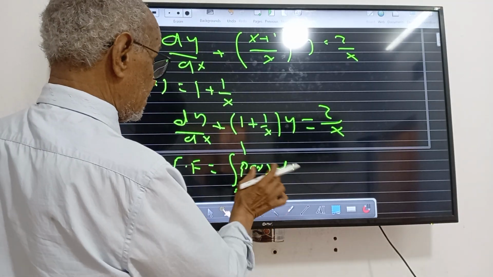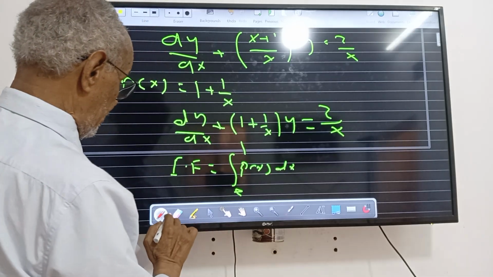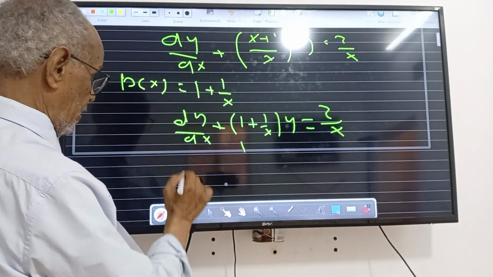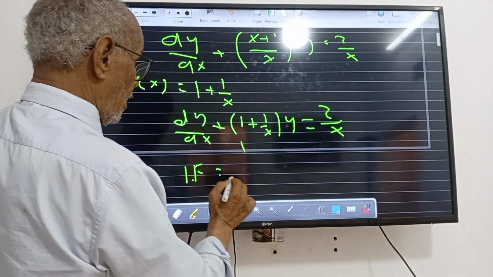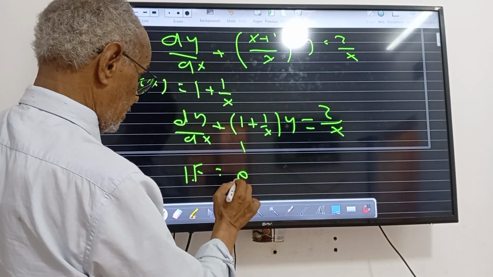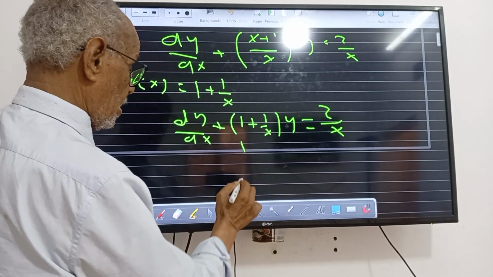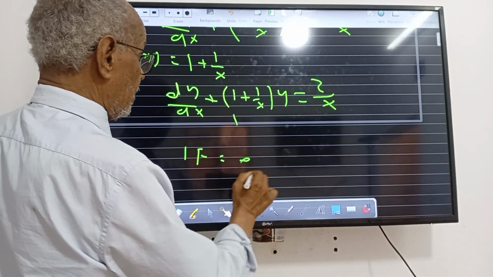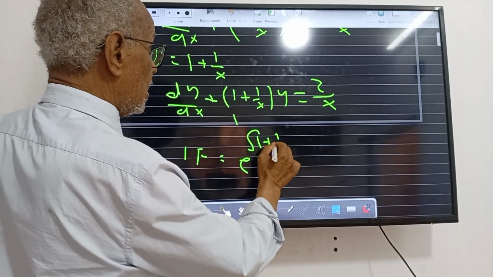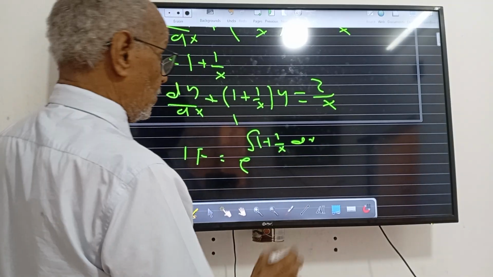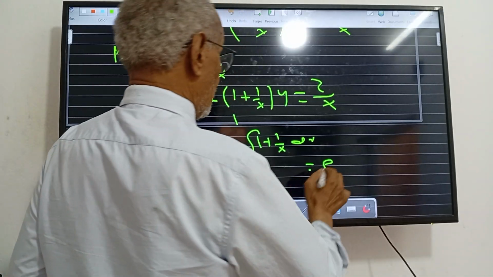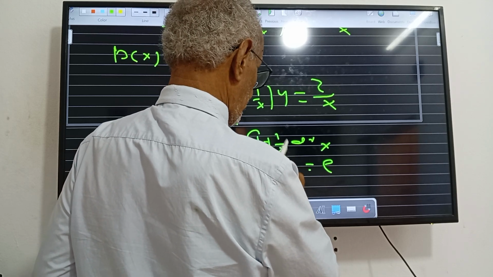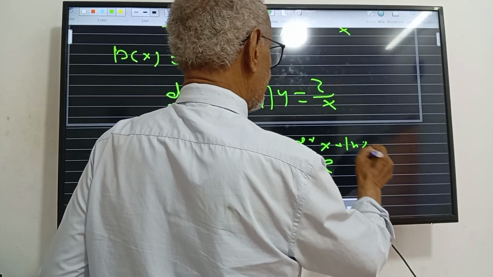Since p of x equals 1 plus 1 over x, the integrating factor in this case will be e raised to the power of the integral of 1 plus 1 over x dx. The integration of 1 is x, and the integration of 1 over x is ln x.